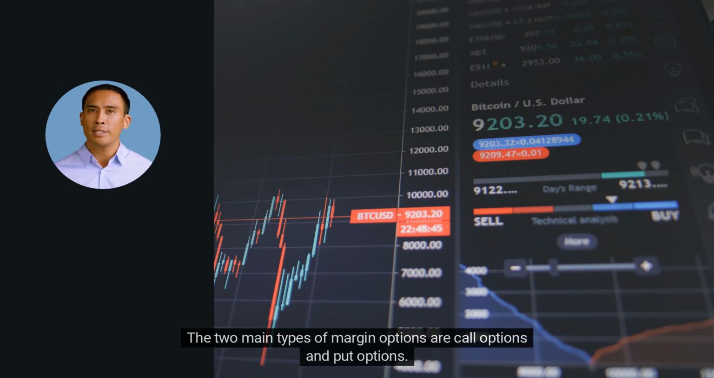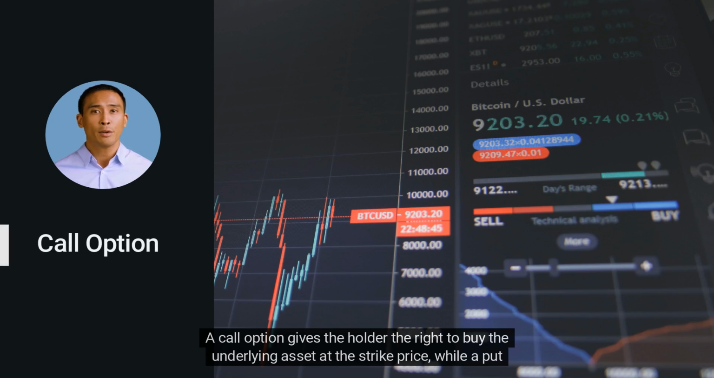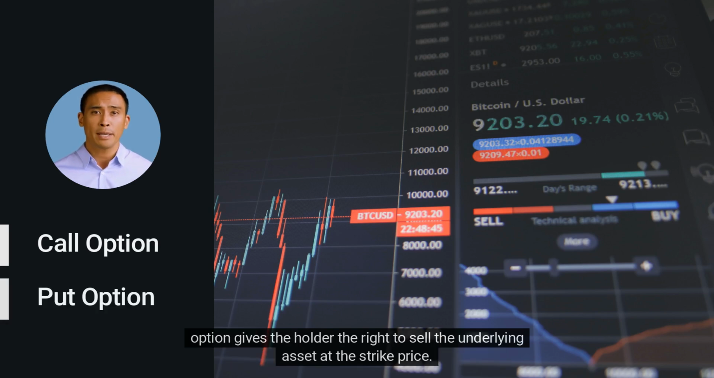The two main types of margin options are call options and put options. A call option gives the holder the right to buy the underlying asset at the strike price, while a put option gives the holder the right to sell the underlying asset at the strike price.